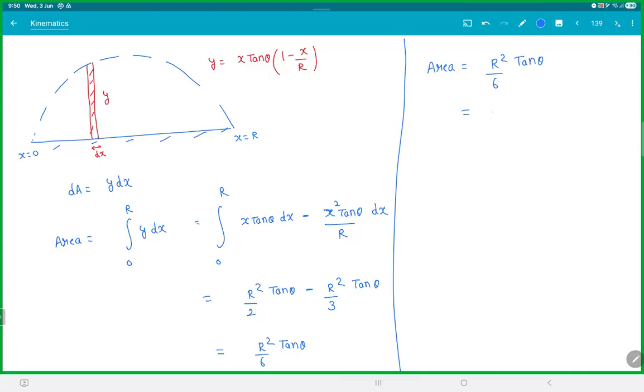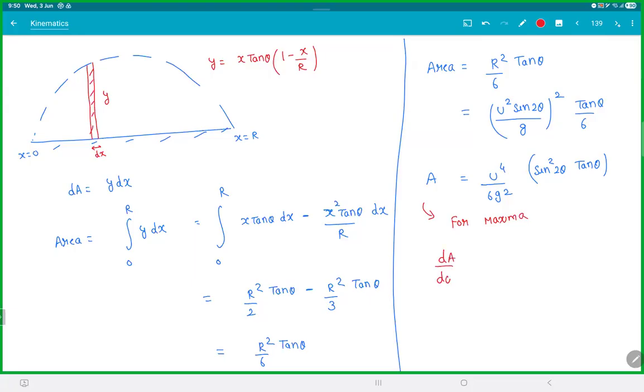But what is R? R is u square sine 2 theta by g, K square. This is u power 4 by 6g square, sine square 2 theta tan theta. So that function is variable. We need to do maxima minima. For maxima, dA by d theta is equal to 0.